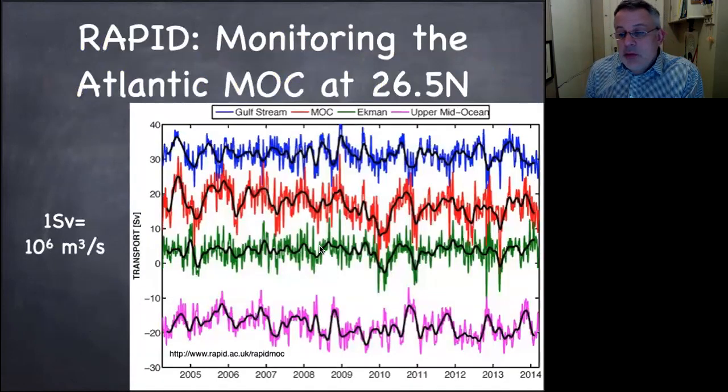One other example of moorings that we're definitely going to use is the RAPID mooring array. There's also two new ones called the SAMOC and the OSNAP, which are monitoring the meridional overturning at a particular location. RAPID is at 26.5 north. And from that, you get a time series of things like the Gulf Stream, meridional overturning, Ekman currents, which we'll explain, and other currents.